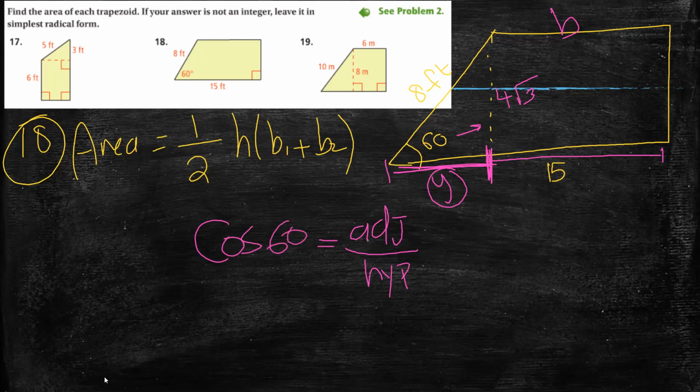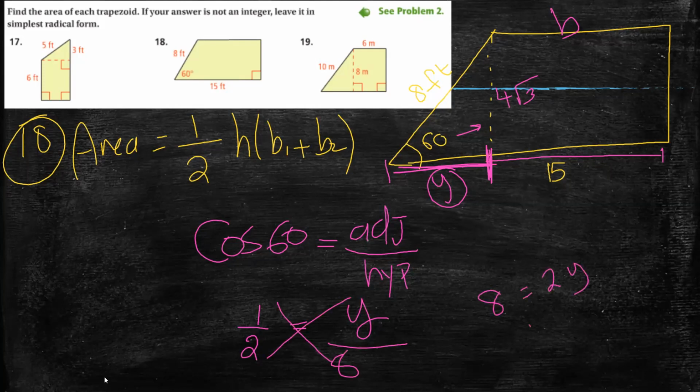Now then, cosine 60 is the same as sine 30, which is half. What is the adjacent of the angle 60 here? Y. So half equals y over the hypotenuse 8. Then 8 over 2 equals y, so y equals 4. So now B is equal to 11. Yes, here now we have a 4.